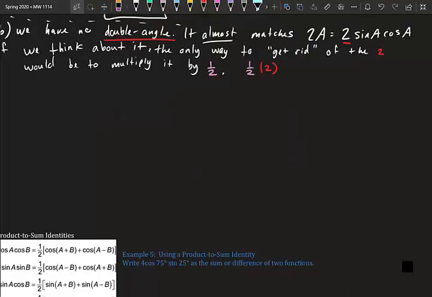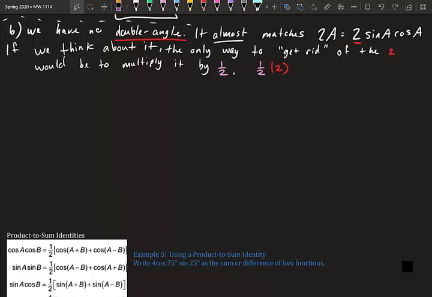Alright, we have no double angle. It almost matches sine 2a equals 2 sine a cosine a. If we think about it, the only way to get rid of the 2 would be to have multiplied it by 1/2, because 1/2 times 2 is 1. So it kind of makes it go away.